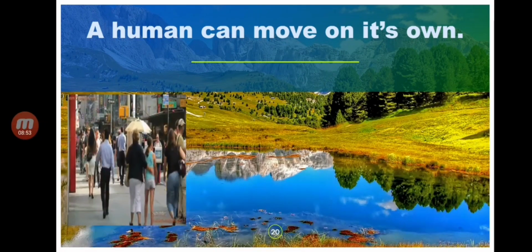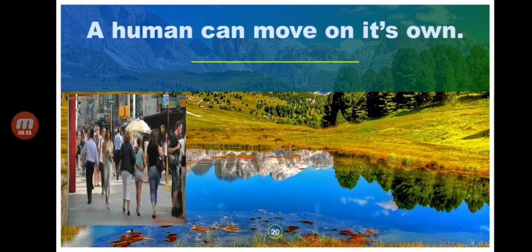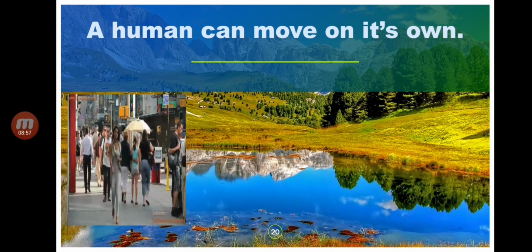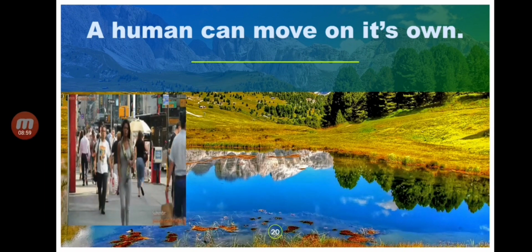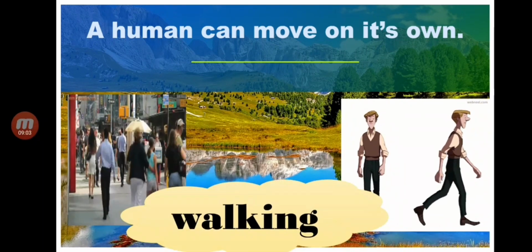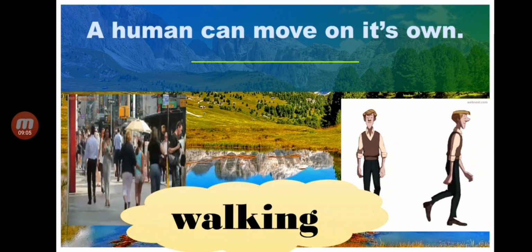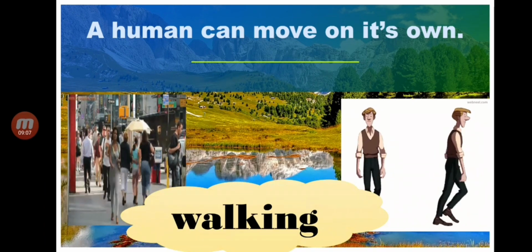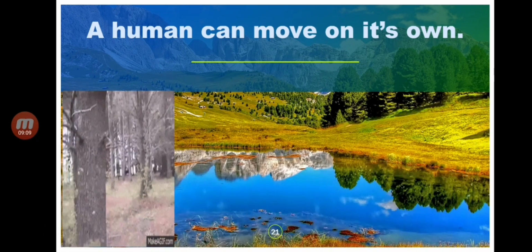And the next one, look at that one. There are so many people. What are they doing? They are walking. And also this. So human can move on its own by walking. And another one here.